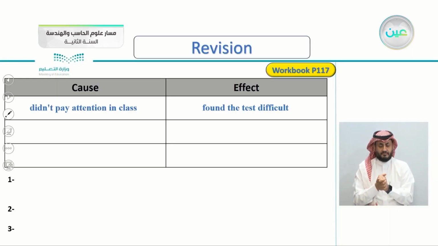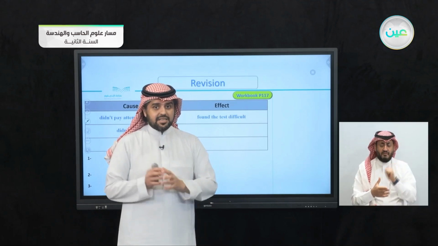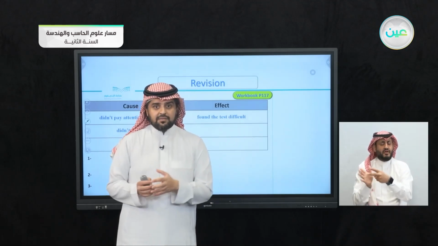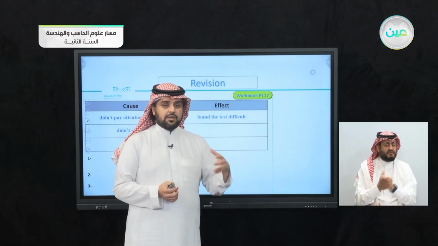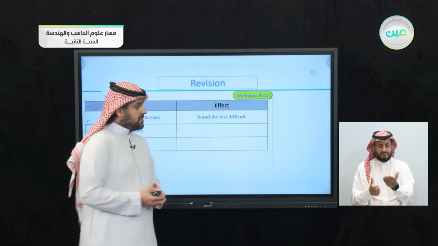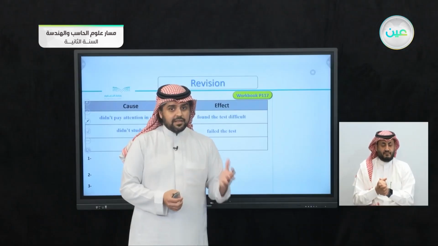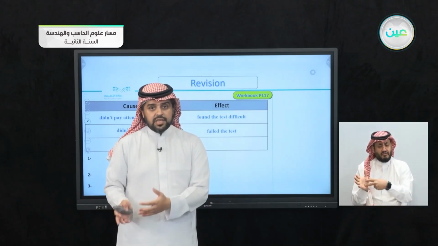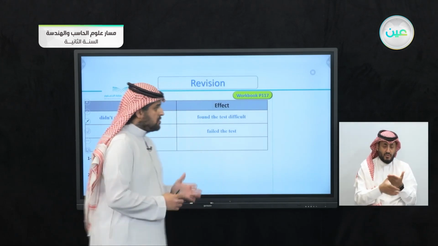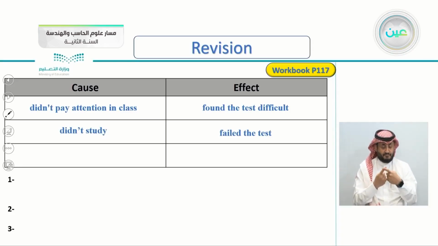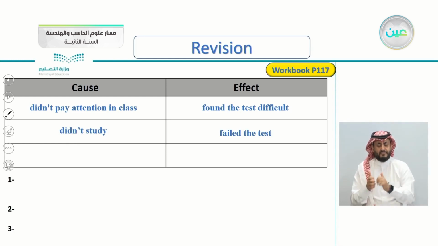Okay, so let me give you what I wrote in the second one. Didn't study. So just as simple as that. The cause is that the student didn't study. So what's the effect? Of course, when a student doesn't study, we have lots of effects, but in our situation, the effect would be failed the test. Why? Because he or she didn't study. So the first one: didn't pay attention in class, found the test difficult. The second one: didn't study, failed the test. So give me a third one now, cause and effect.